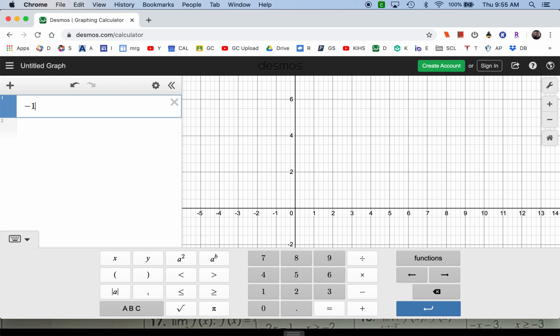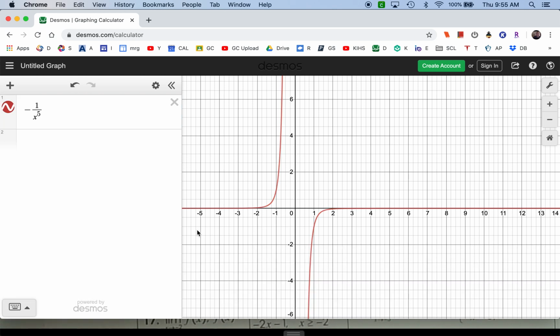So negative 1 over x to the 5. So again, at 0, you can see there's an asymptote. And it's a two-sided limit. There's no little plus or minus sign here. So at 0, what's happening? I want you to notice the left side goes up forever and the right side goes down forever. So therefore, for this answer, it does not exist for number 14.